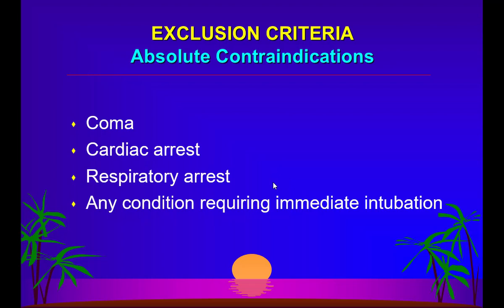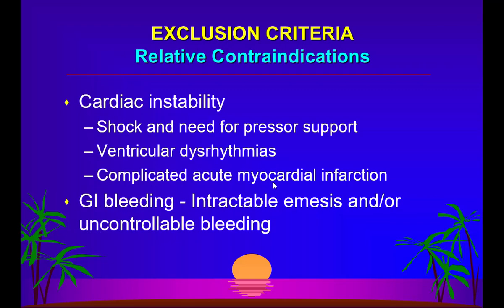Then a patient coming with a CO2 of 150 or COPD exacerbation is better intubated rather than waiting with this patient on non-invasive ventilation. Relative contraindications like cardiac instability, shock and need for pressure support, ventricular arrhythmias, complex acute myocardial infarction, I would possibly prefer to put this patient on invasive ventilation rather than risking their life on non-invasive ventilation. Unless your team is very strong, geared up, sitting by the bedside of the patient and monitoring the patient very, very judiciously. Otherwise, these are the patients where my preference would be invasive ventilation.